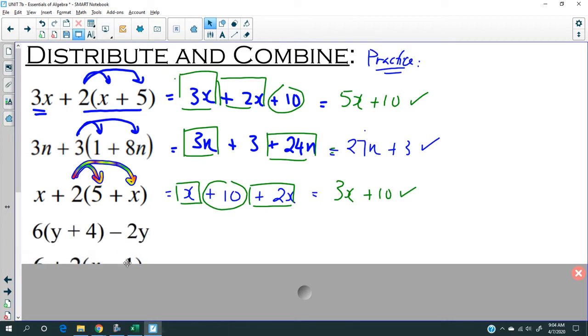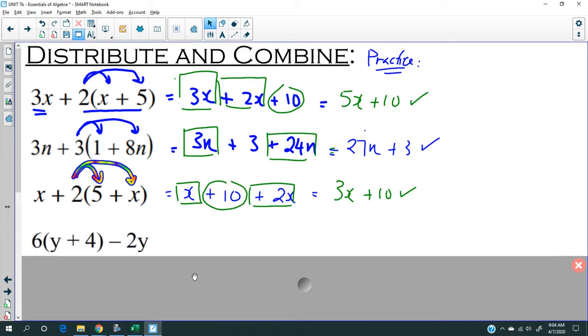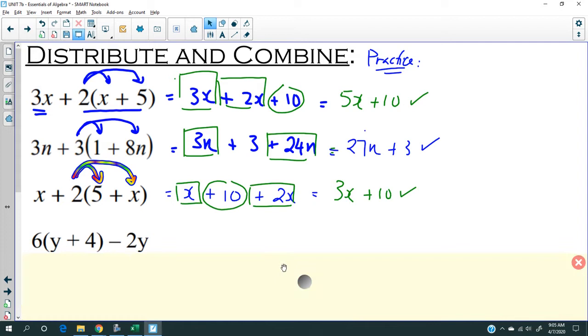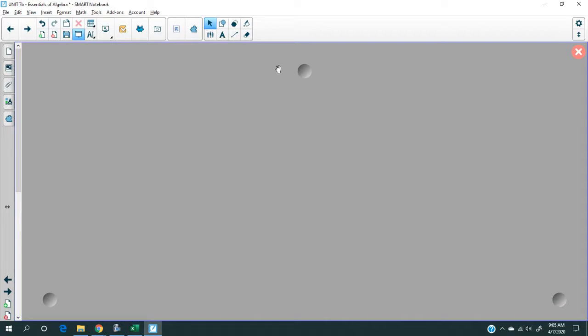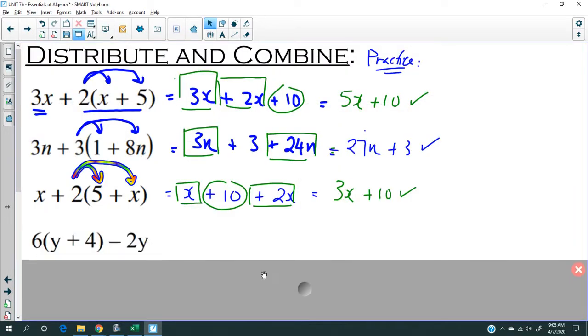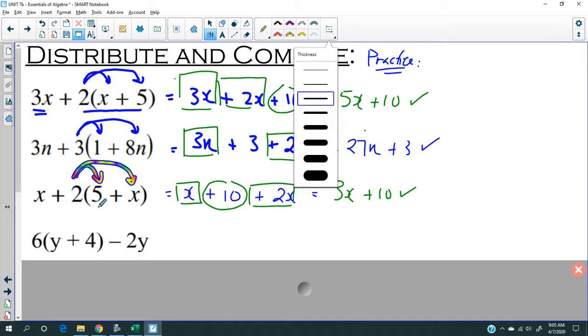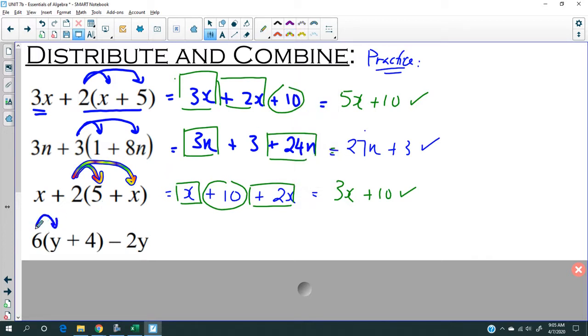All right, try this next one on your own. So press pause. And we're back. Nope, the magic's gone again. Now this one, you see how that thing you have to combine is at the end, not in the front?